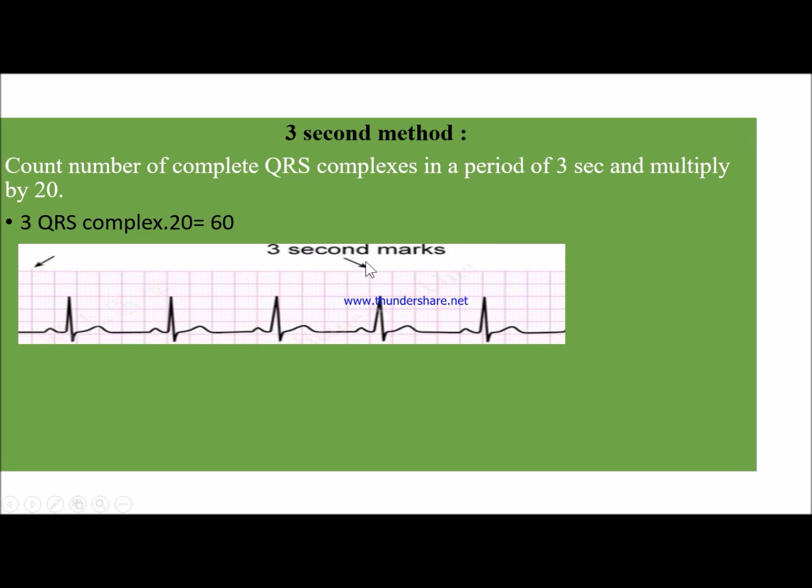This is the 6 second mark, and it has been cut into 3 second marks. In a 3 second mark, there will be 15 large boxes: 1, 2, 3, up to 15. If 15 large boxes are 3 seconds, then 30 large boxes will be the 6 second mark. To count in the 3 second mark, we count the QRS complexes: the 1st, 2nd and 3rd QRS complex, and we multiply by 20, so it's 60.